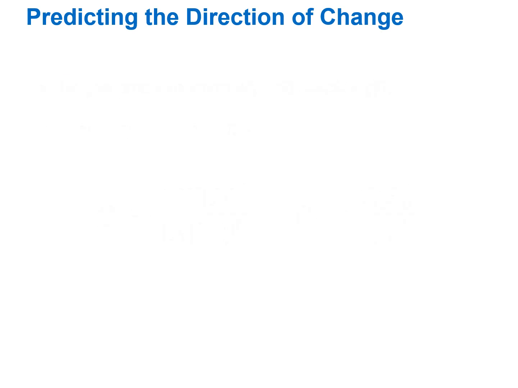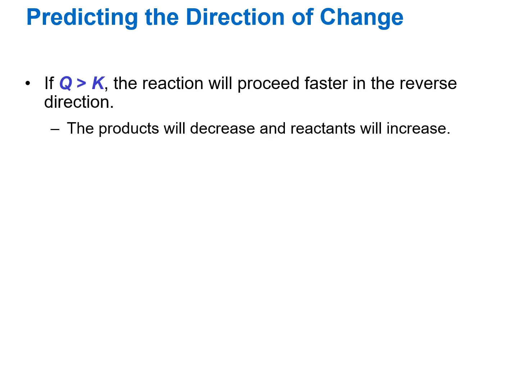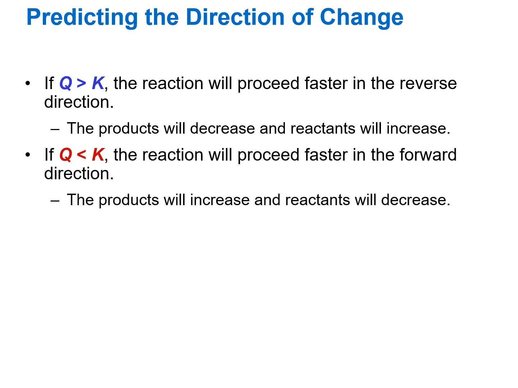So what is all of this telling us? Well, if our quotient is greater than our constant, then the reaction is going to move in the reverse direction, and we're going to see the increase in the reactants and a decrease in the amount of product that we have. And then the opposite would be true. If the quotient is less than the constant, what we would see is the reaction moving forward, and we'd see a decrease in the reactants, but an increase in the products.